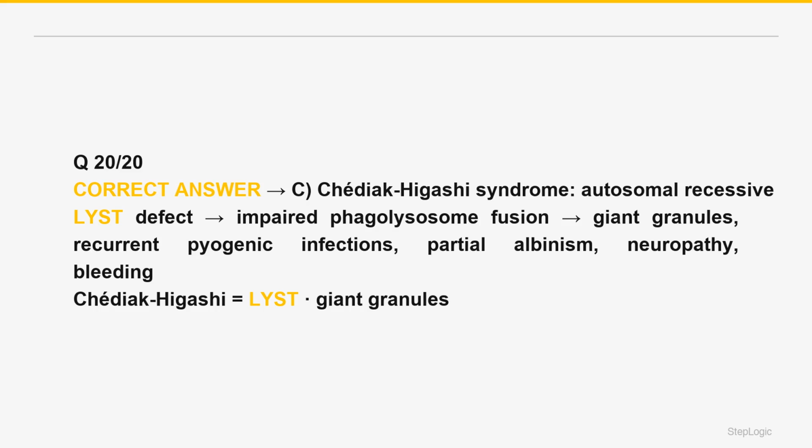The multisystem features all flow from defective lysosome-related organelle trafficking. Recurrent pyogenic infections, especially staph and strep, and fungal infections result from failed killing. Partial oculocutaneous albinism occurs because melanosomes, lysosome-related organelles, can't deliver pigment. There is also peripheral neuropathy, and a bleeding tendency from defective platelet-dense granules.